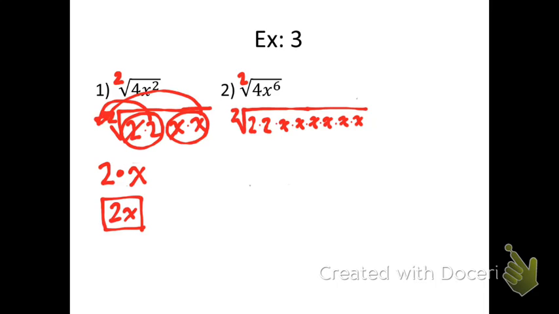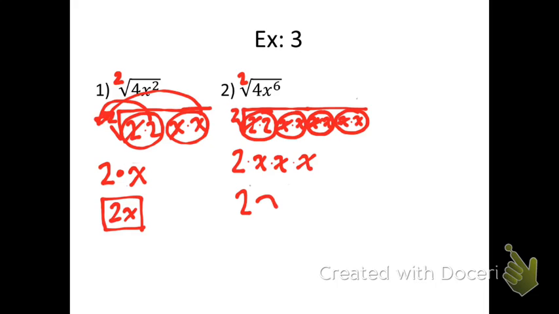Index is 2, so we pair up all the pairs of terms. Looks like everyone has a pair. One out of each pair will make it out of the radicand. So we have 2 times x times x times x, which our answer is going to be 2x to the 3rd power.